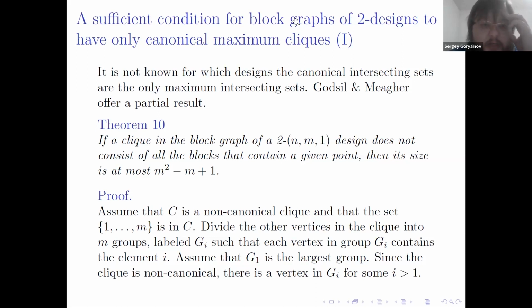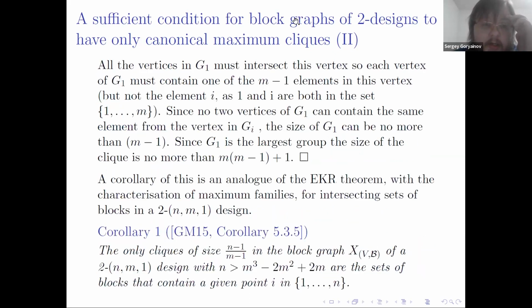Let us give a short proof. Assume that C is a non-canonical clique and that the set {1, ..., m} is in C. Divide the other vertices in the clique into m groups labeled Gi such that each vertex in group Gi contains the element i. Assume that G1 is the largest group. Since the clique is non-canonical, there is a vertex in Gi for some i greater than 1.